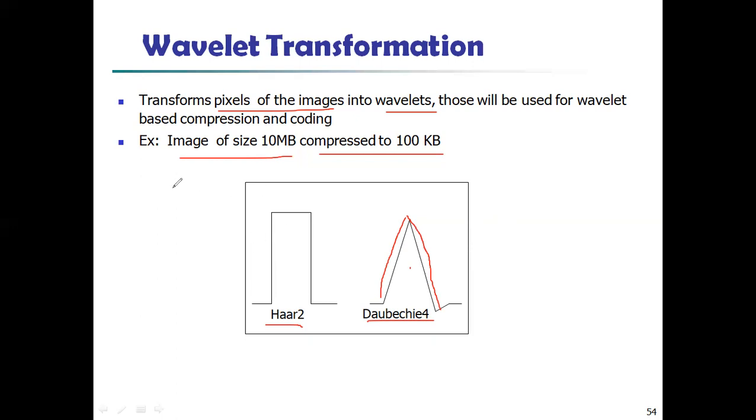So that is the kind of transformation of image information into compressed data, where you are going to use this wavelet transformation. And this wavelet transformation is also used in thumb impression compression techniques.